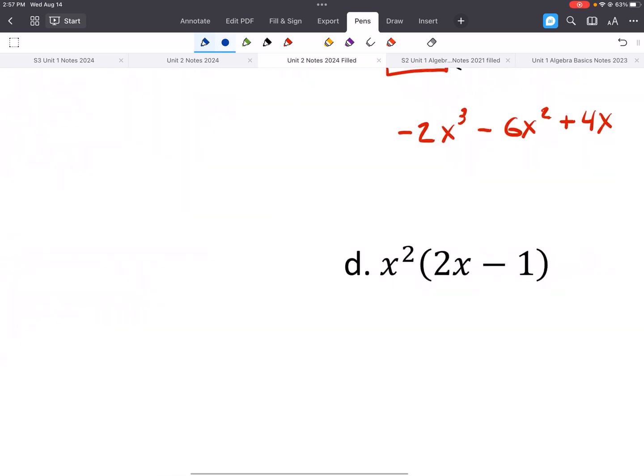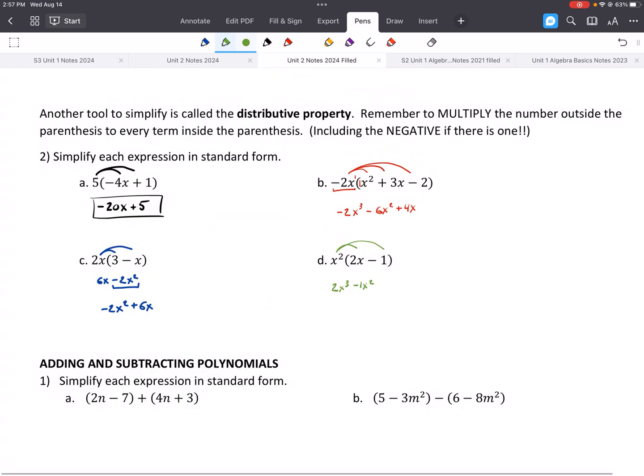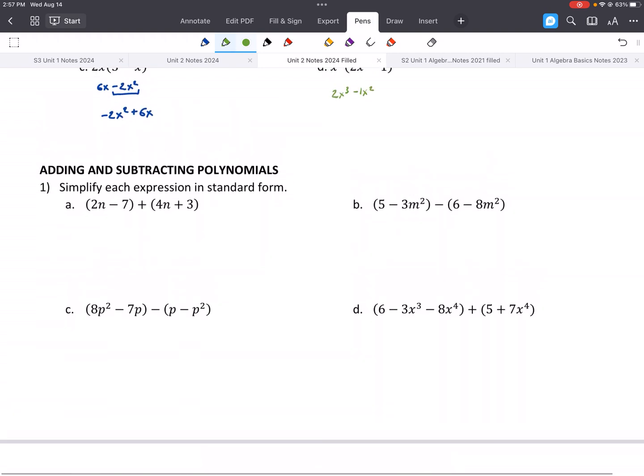Last example, we want to distribute. We get 2x to the third times negative 1x squared. Okay. All right, now let's get into our adding and subtracting, and then we'll be good.